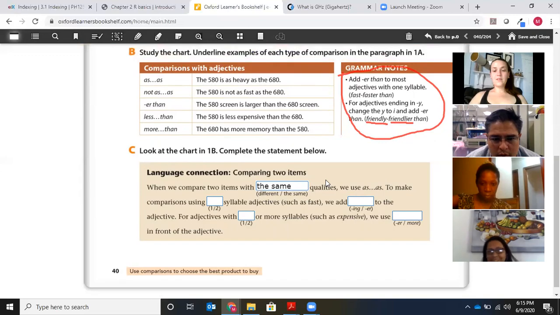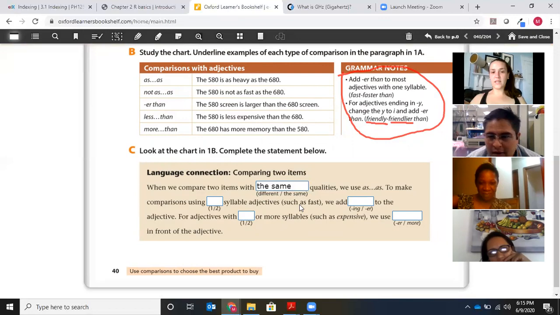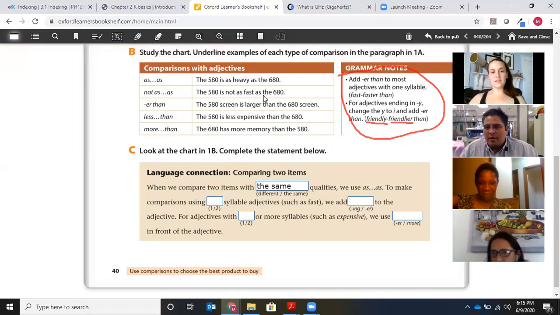I guess. Oh no, that's okay. So if it was different qualities, we would say not as, blank as, right? Exactly. Not as fast as. I say the same because I say as. Exactly. If it was not as, then it would be different, right?